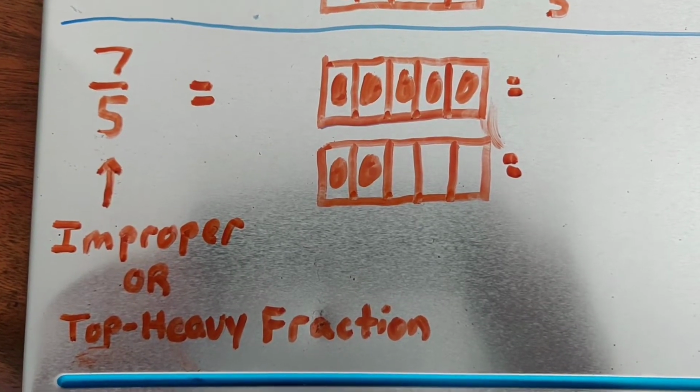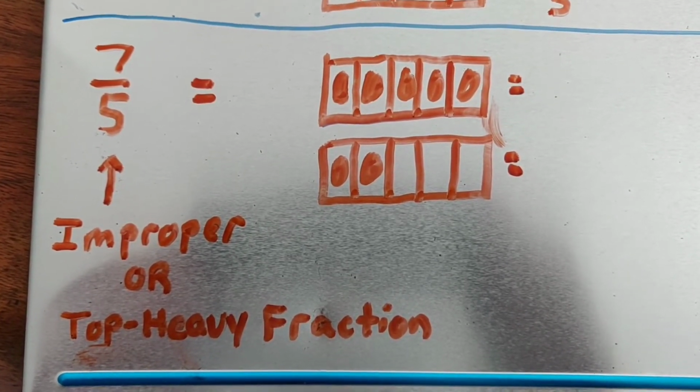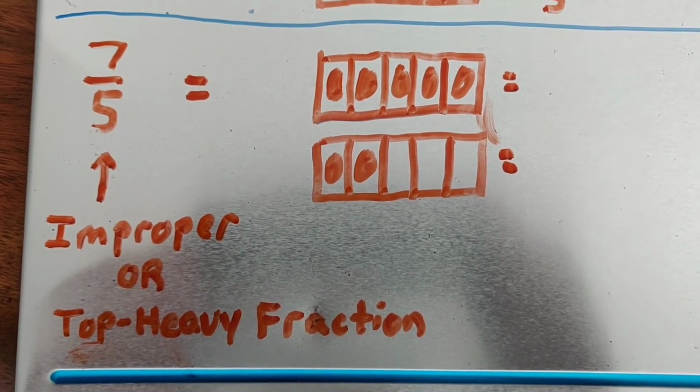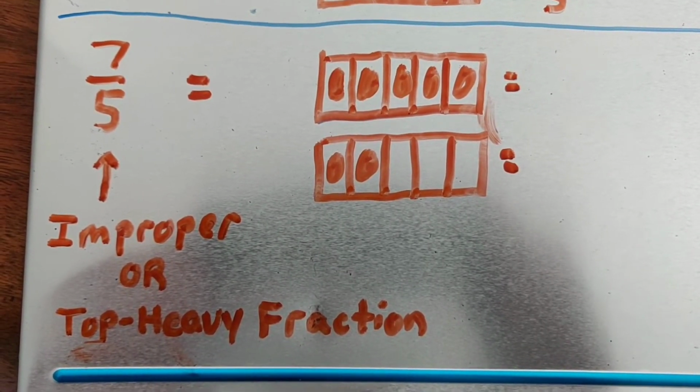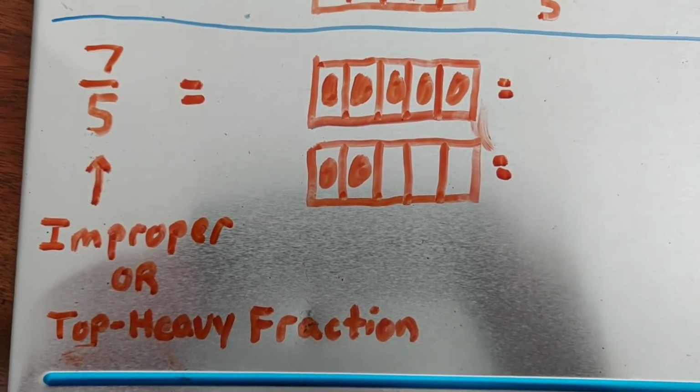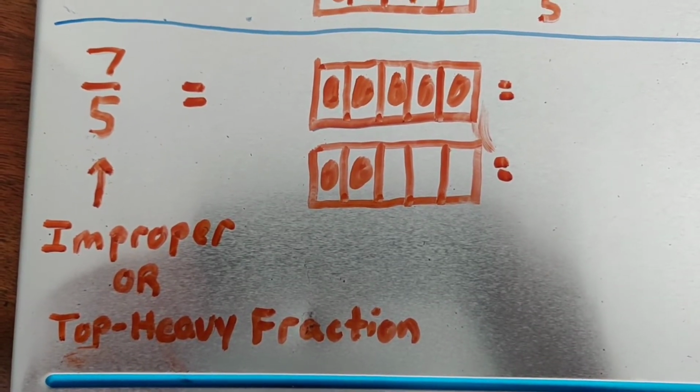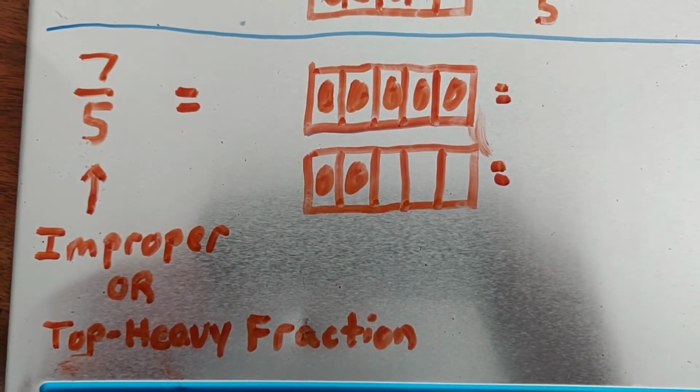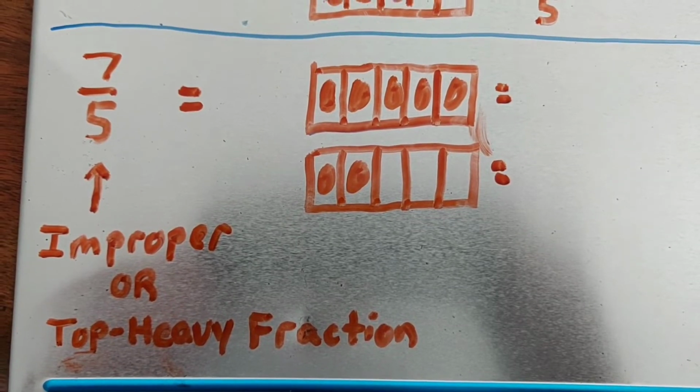So whenever the numerator is greater than the denominator in a fraction, which means that the fraction is going to be equivalent to more than one whole, we call that an improper fraction or a top-heavy fraction.